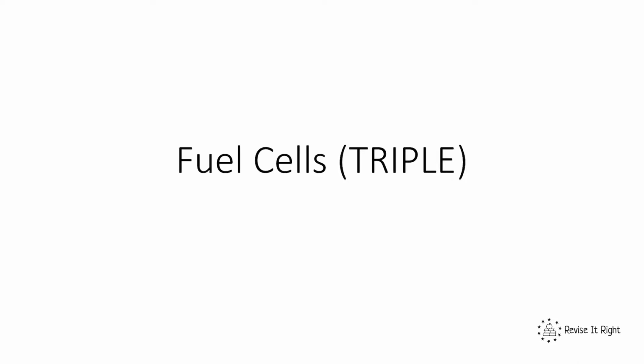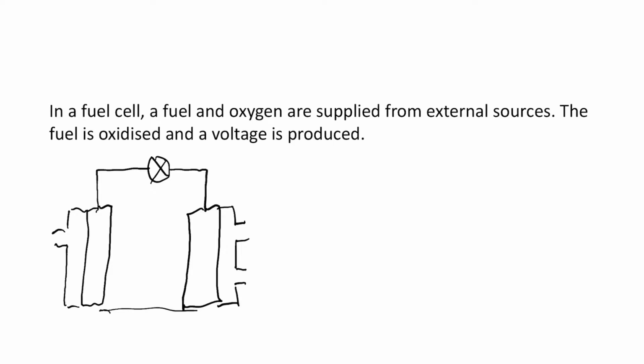This video is about fuel cells and it is a triple only video. Now in a fuel cell, a fuel and oxygen are supplied from external sources and the fuel is oxidized and a voltage is produced. So before I go into it, let me quickly remind you of OIL RIG, which is something you were introduced to in a previous video. It stands for oxidation is loss and reduction is gain, and it means in terms of electrons. So oxidation is the loss of electrons and reduction is the gain of electrons, and that's important to understand to get your head around what a fuel cell is.